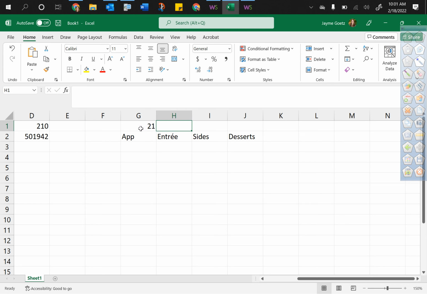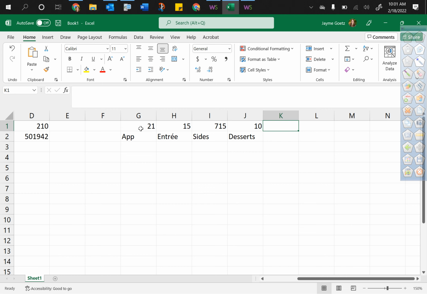So there are 21 different combinations that you could do for appetizers. Then we're going to do the same thing for entree. So we're going to do equals combination 6, choose 2. For the sides, combination 13, choose 4. Ooh, there's a lot of options for sides, dang. And for the desserts, combination 5, choose 2.